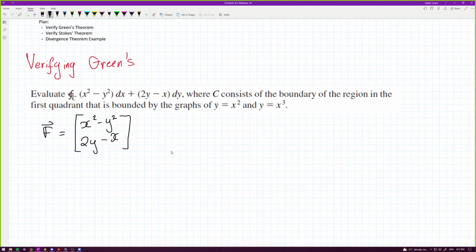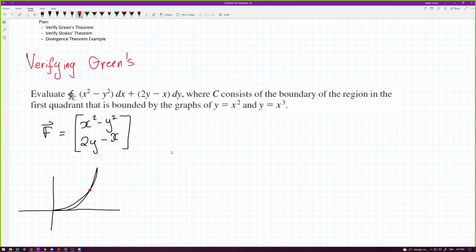So I have this vector field, and I want to know the flux through this boundary, or that's created by this region here. So if I draw the boundary quickly, it's going to be your x and y axis, you have y equals x squared, and then you have y equals x cubed, which is going to look kind of like that. Well, not like that, actually. It's going to look more like that. There. Let's just say it looks like that.